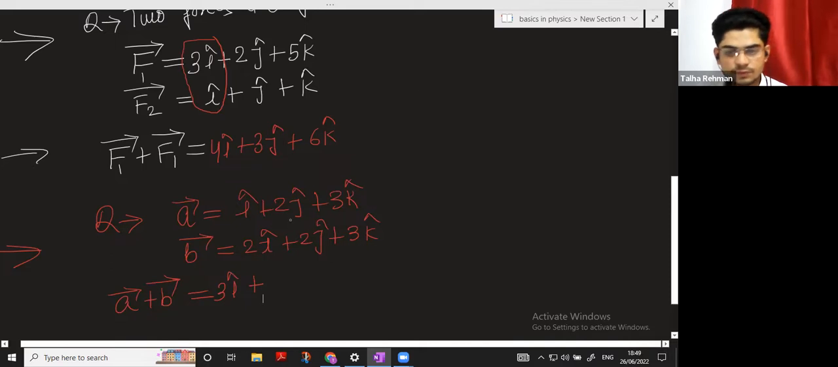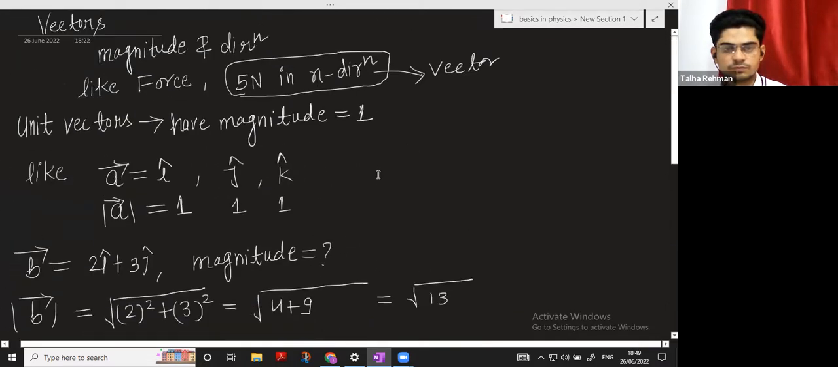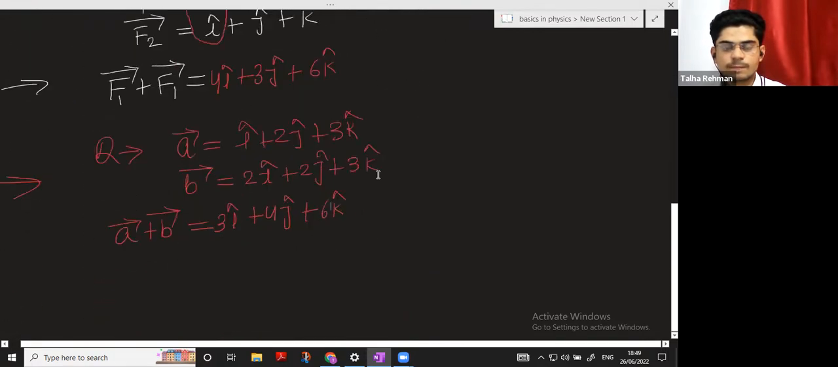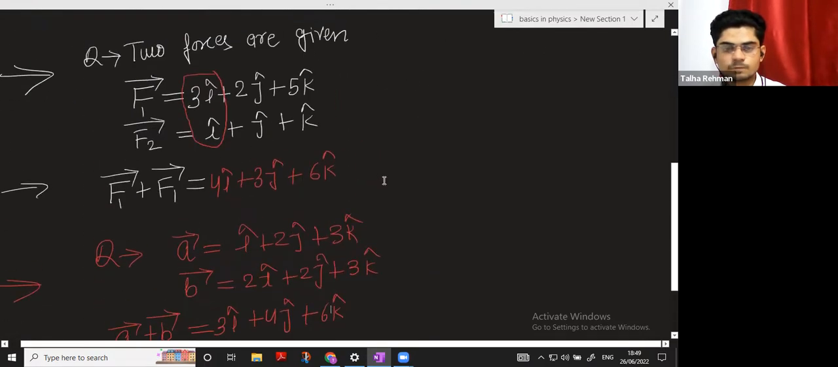No problem. This is 4j cap, and 3k cap plus 3k cap will be 6k cap. Do you get it? Yes, sir.